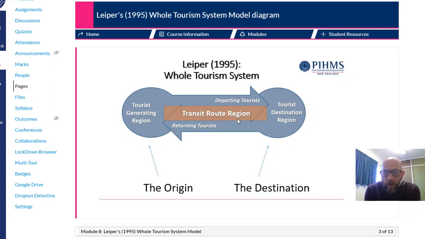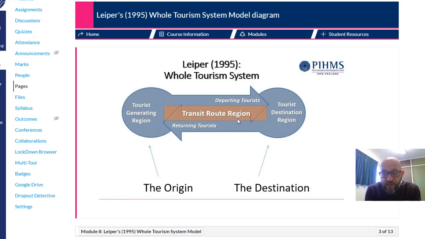Now, there are some complexities, like I said, to this model. One of the complexities is that when you look at this model in front of us, you're almost identifying 3 different places: the origin, transit route, and destination. However, every place can technically be every part of this model. So I'll give an example of Auckland. Okay, Auckland, biggest city in New Zealand by far.